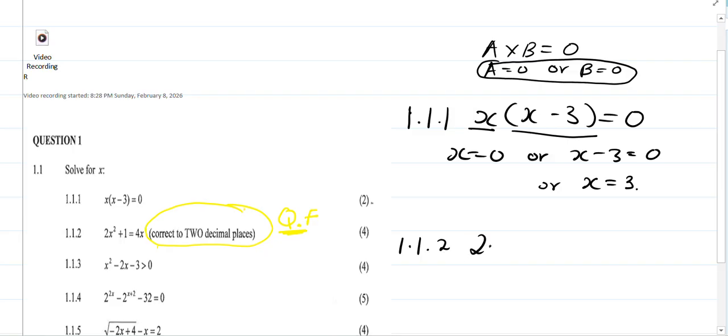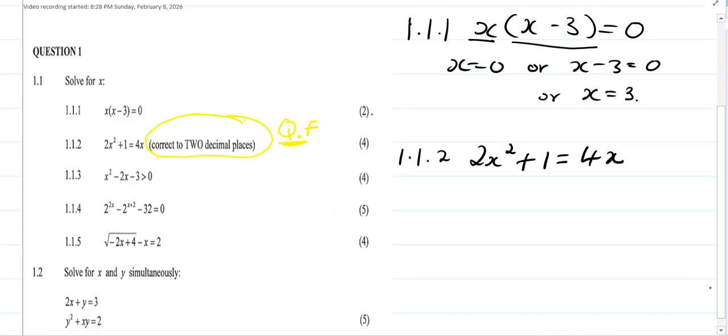We have our question as 2x² + 1 = 4x. Before we can apply the quadratic formula, we must first put our equation in standard form. What is it to put the equation in standard form? It is to take everything to one side and leave 0 on the other side. So now let us put it in standard form. This is going to be 2x² - 4x + 1 = 0.